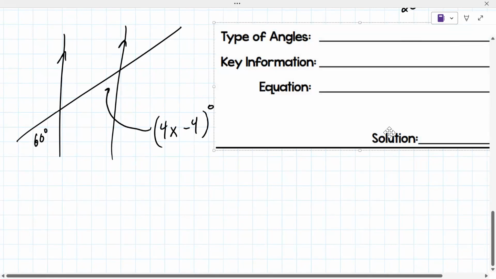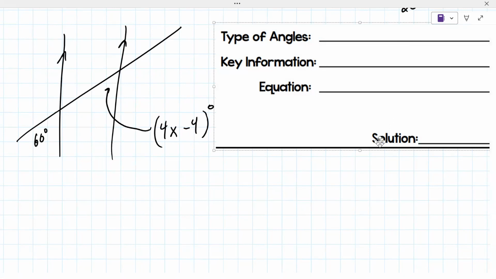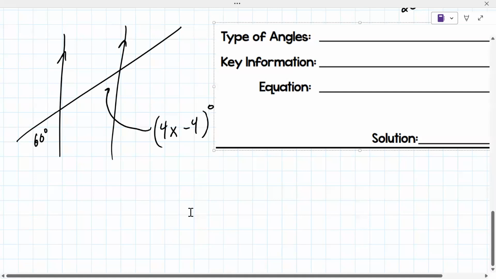It's not both 60. They're not both in the interior. Yeah, 60 is on the exterior. When one's on the interior and one's on the exterior, what is that called? These are corresponding angles.